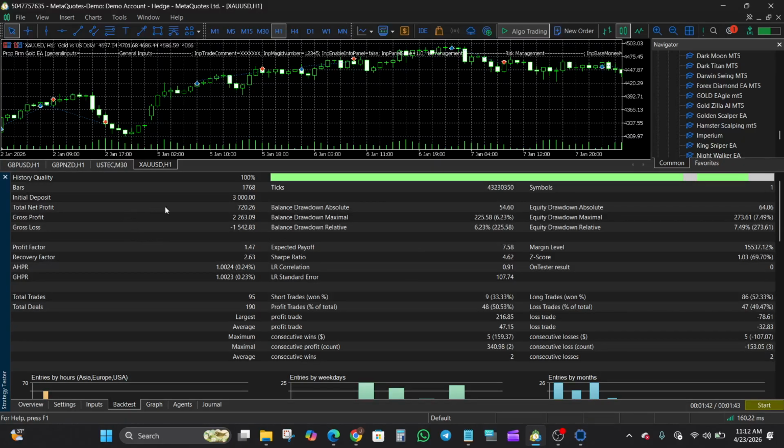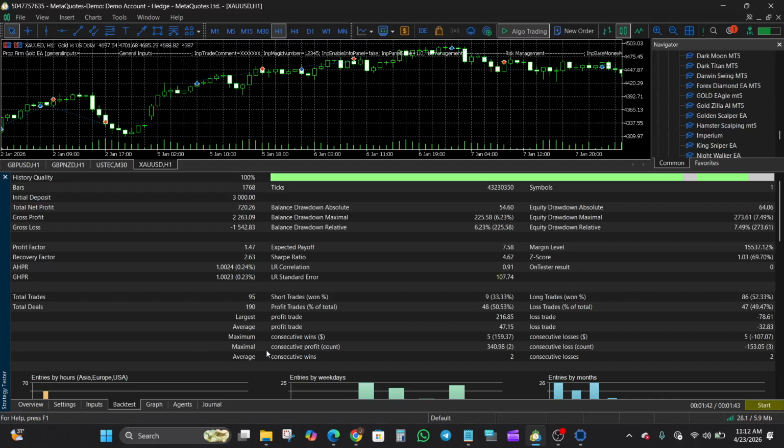Okay, we can see that we had a total net profit of 720.26 US dollars. That is almost 25% profit, right? And we can see that the total trades were 95, short trades were 9, just 33.33% were profitable, long trades were 86. Okay, about 52.33% were profitable. So this tells me that the EA was taking trades mostly in the direction of the trend, right? Because the trend was bullish, right?